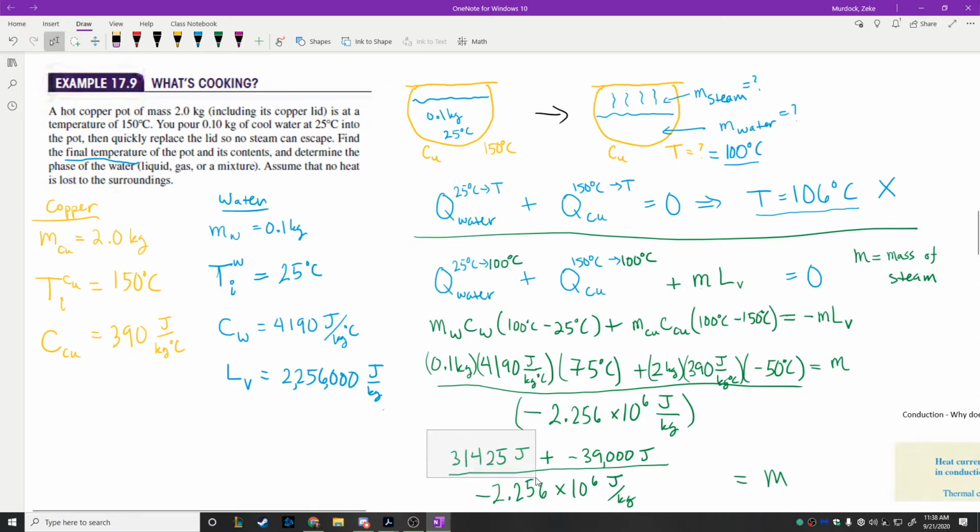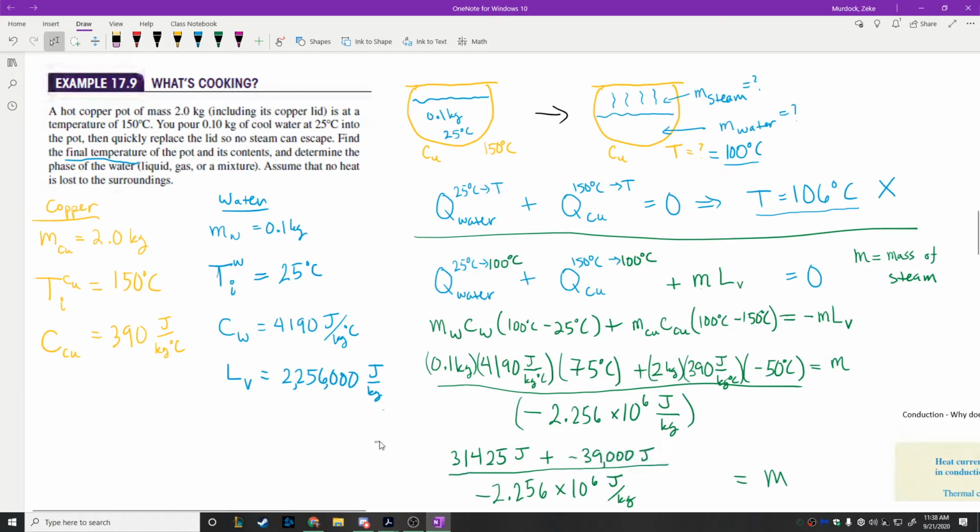That's the energy needed to heat the water up, right? 31,425 joules. And then I say, how much energy do I have available? The energy available would be the energy coming from the copper, right? If I take the Q for the copper to go to 100 degrees Celsius, I get negative 39,000 joules. And then you notice there's a difference, right? You've got some leftover energy.